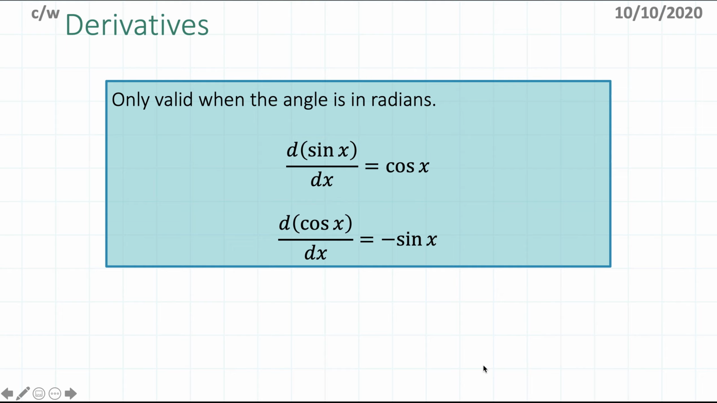The next set of derivatives we're going to look at are trigonometric functions. We're going to mainly focus on sine and cosine, and they're quite easy to remember. But before we start, it's important to note that the derivatives only work when your angles are in radians, which means if any derivative questions come through, you should know that the angle will always be in radians. So the derivative of sine is cosine, and the derivative of cosine is negative sine x.